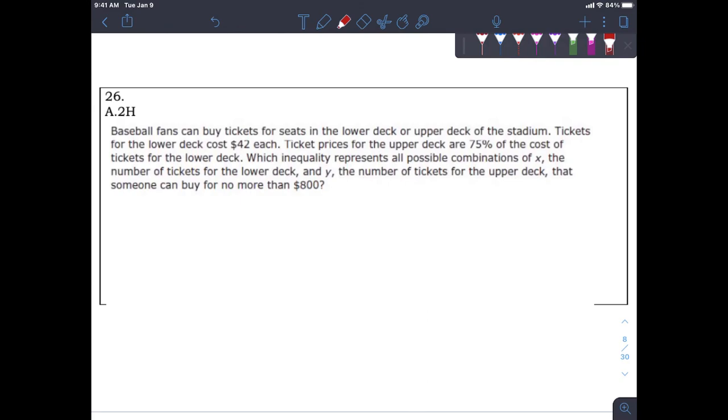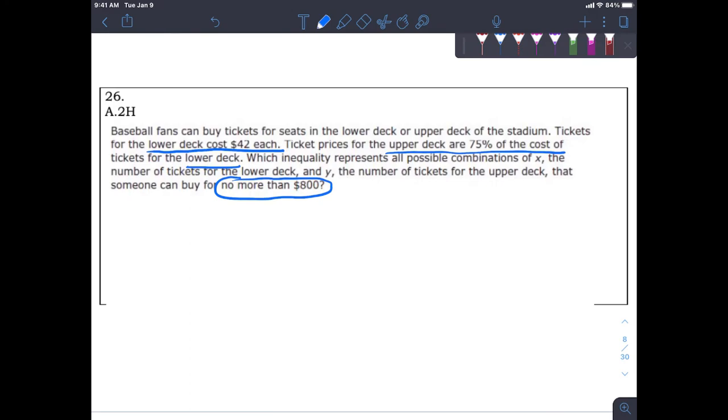Baseball fans can buy tickets for seats in the lower deck or upper deck of the stadium. Tickets for the lower deck are $42 each. Ticket prices for the upper deck are 75% of the cost of lower deck. Write an inequality which represents all possible combinations of X, the number of tickets for the lower deck, and Y, the number of tickets for the upper deck, that someone can buy for no more than 800.